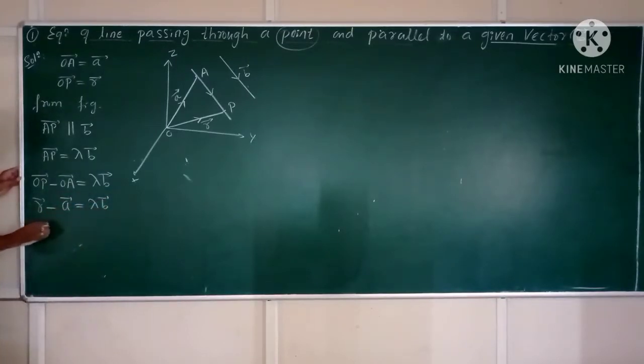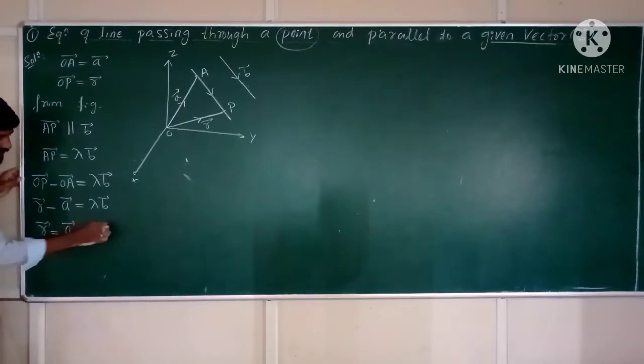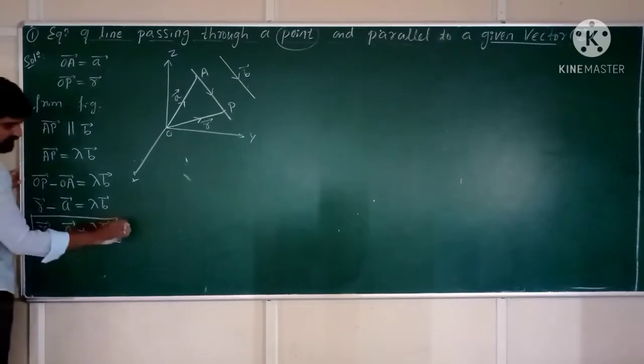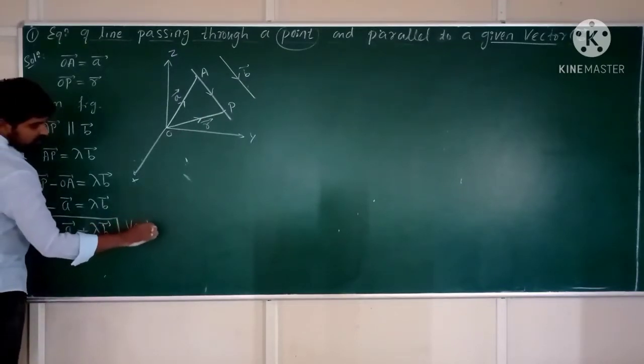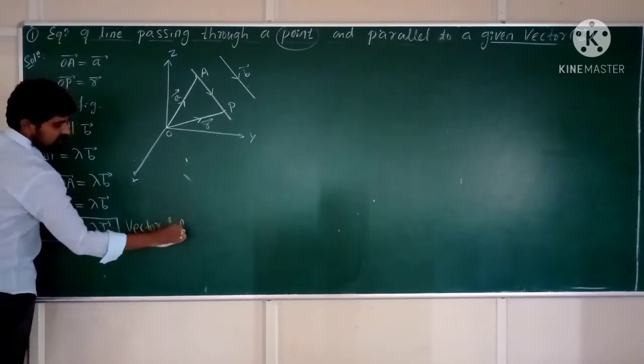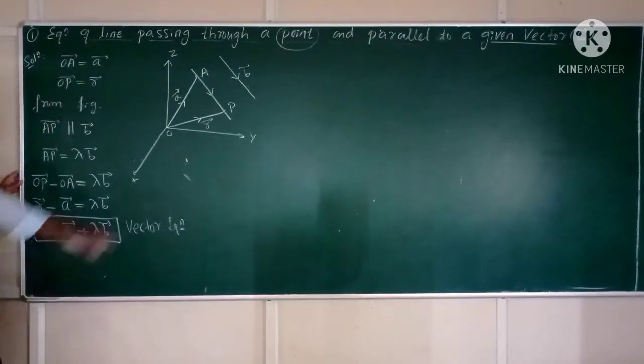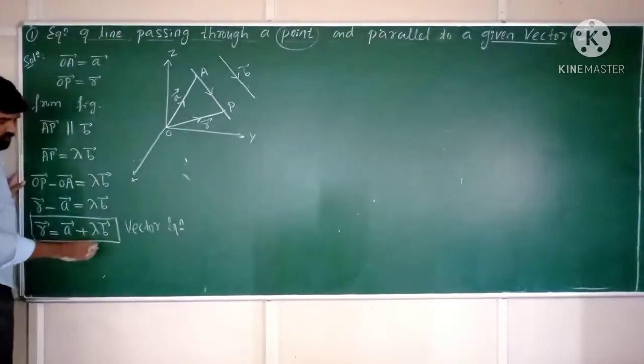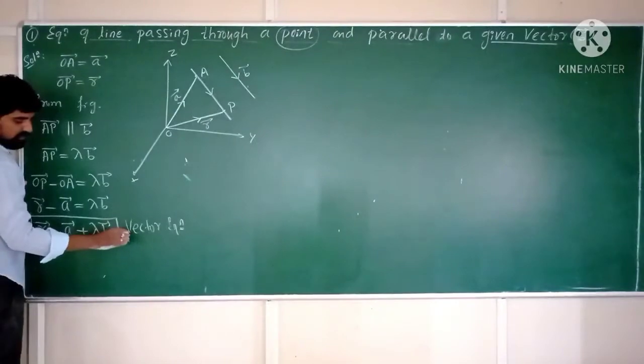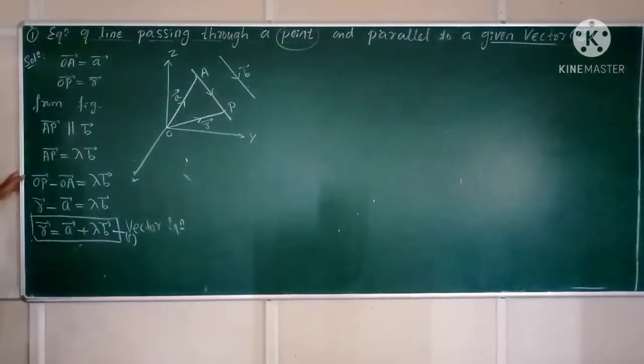Hence, R vector equals minus vector A shifted towards the right hand side. It becomes A vector plus lambda times B vector, and this is the required vector equation of the line passing through the point and parallel to the given vector. Call it equation number 1.